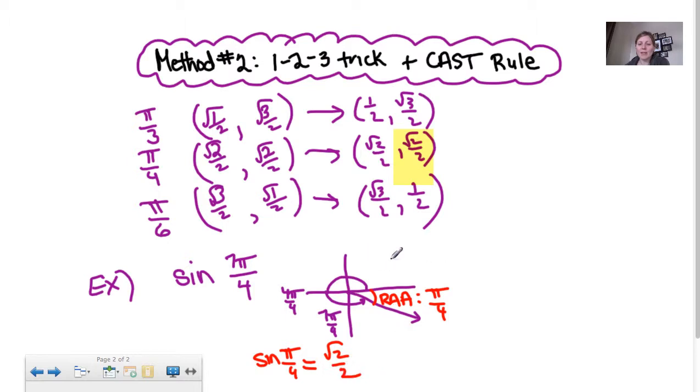But I also have to consider the CAST rule. And the CAST rule says that in this quadrant, only C has a positive ratio, and then A, and then S, and then T. So in this quadrant, since only C has a positive ratio, then I could say, well, the sine of pi on 4 is root 2 on 2, but the sine of 7 pi on 4 is going to be the same value, but I have to consider, hey, only cosine's positive here, and I'm dealing with sine, so it's going to be negative root 2 on 2.